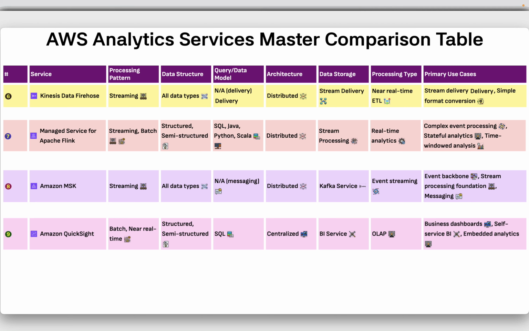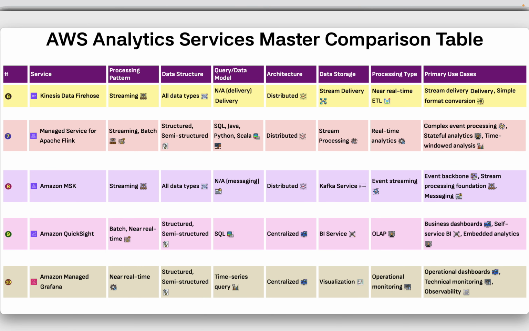Next, we have Amazon QuickSight. Processing pattern, batch and near real time. Data structure, structured and semi-structured. Query and data model, SQL. Architecture, it's a centralized service. Data storage, BI service. Processing pattern, OLAP, online analytical processing. Primary use cases, business dashboards, self-service BI, and embedded analytics.